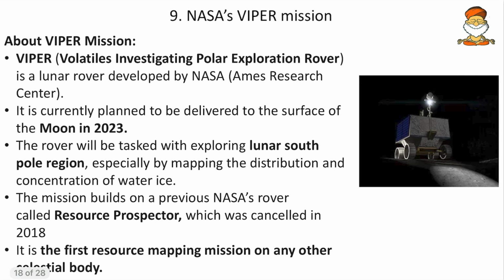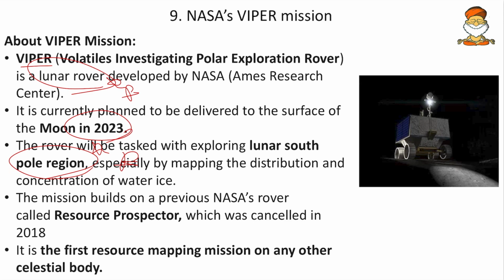Then, NASA's VIPER mission. The VIPER full form is the Volatiles Investigating Polar Exploration Rover. And it's a lunar rover. So, it is a moon mission. And it is currently planned to be delivered to the surface of the moon in 2023. So, next year. And the rover will be tasked with exploring the lunar south polar region. Again, this also explores the South Polar region only, just like Chandrayaan 2.